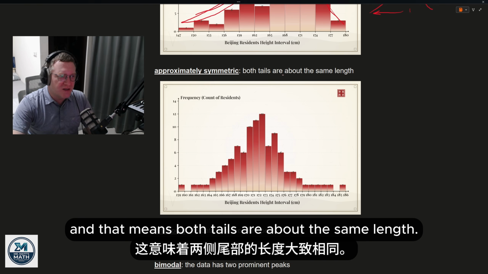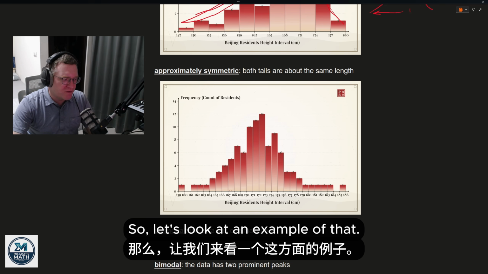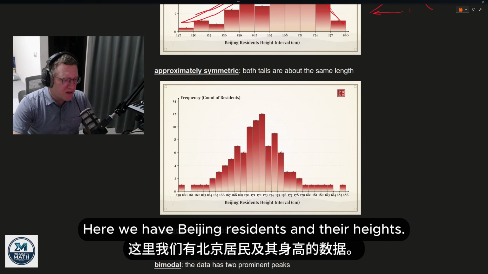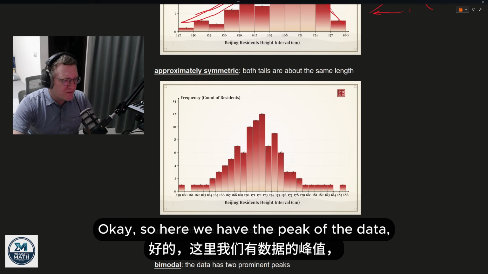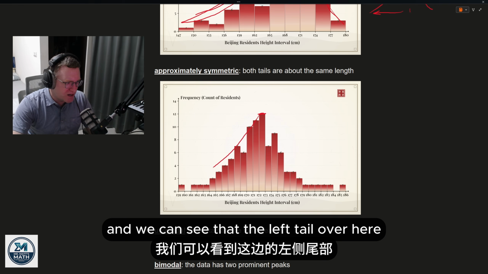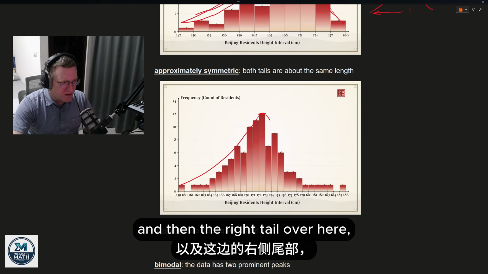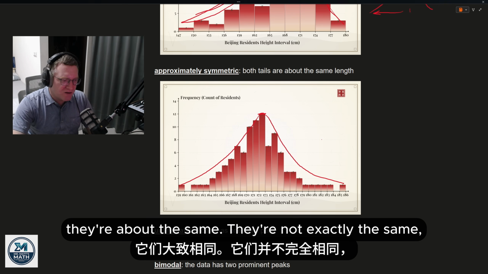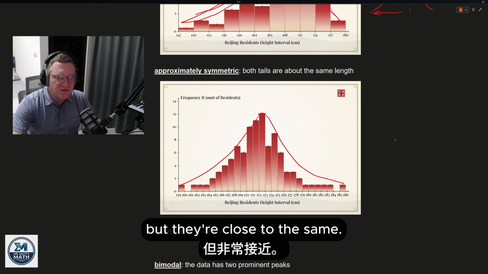And that means both tails are about the same length. So let's look at an example of that. Here we have Beijing residents and their heights. Okay, here we have the peak of the data, and we can see that the left tail over here and the right tail over here are about the same. They're not exactly the same, but they're close.